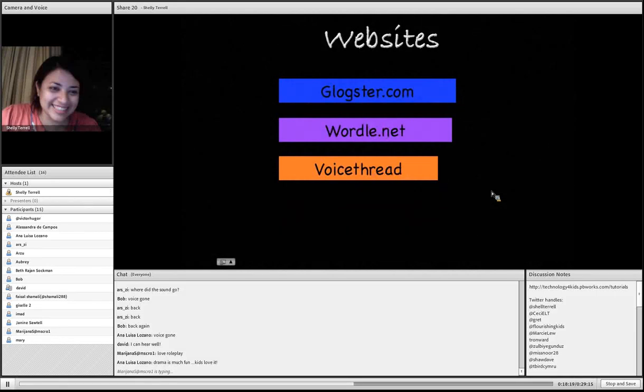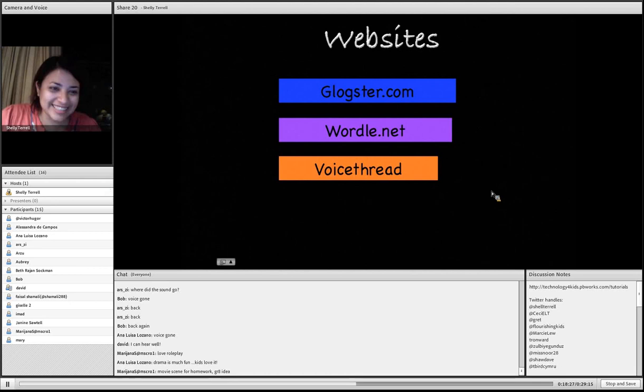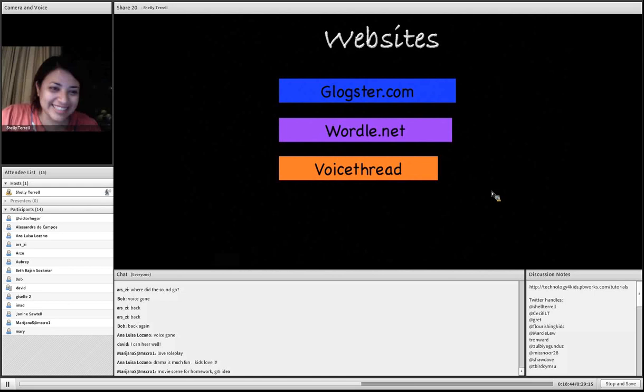There are certain websites that you can use as well that work really well. These are just a few, but there are so many that you can use. There's Glogster.com, there's Wordle.net, there's VoiceThread, there's more word cloud tools. And all of these will really help with novel reading and with project-based learning as it is.